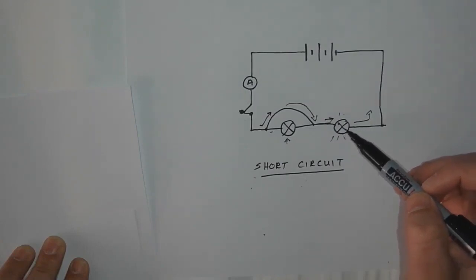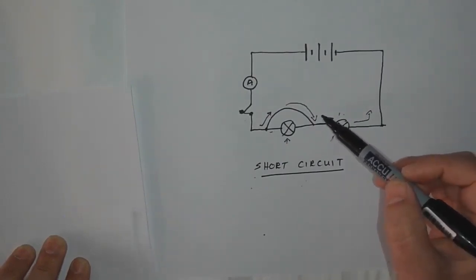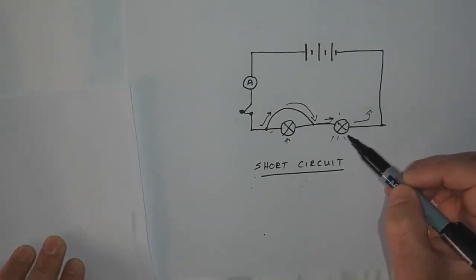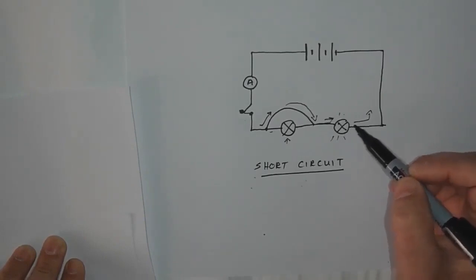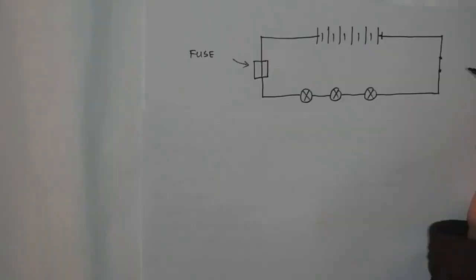That's why this bulb is now shining a lot brighter. But you can imagine that if the current increases to such an extent that it exceeds the amount of current that this bulb can actually handle, then this bulb will burn off. Let me use another example to show you this.